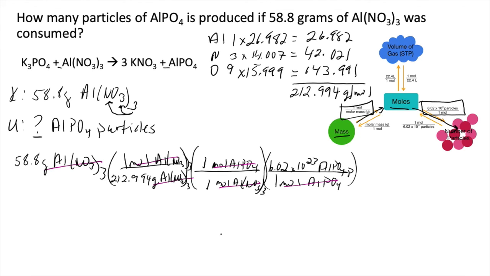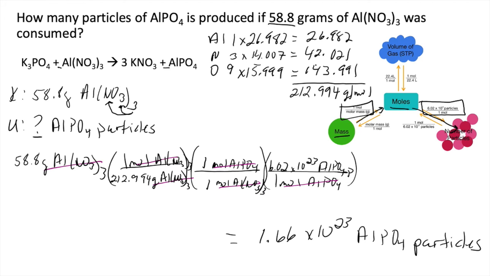Now we do our math, which will basically be multiplying 58.8 times 6.02 times 10 to the 23rd, since everything else is 1, and dividing it by 212.994, since everything else at the bottom is 1, which will give us 1.66 times 10 to the 23rd particles of aluminum phosphate. And I wrote 1.66 because we have 3 significant figures.